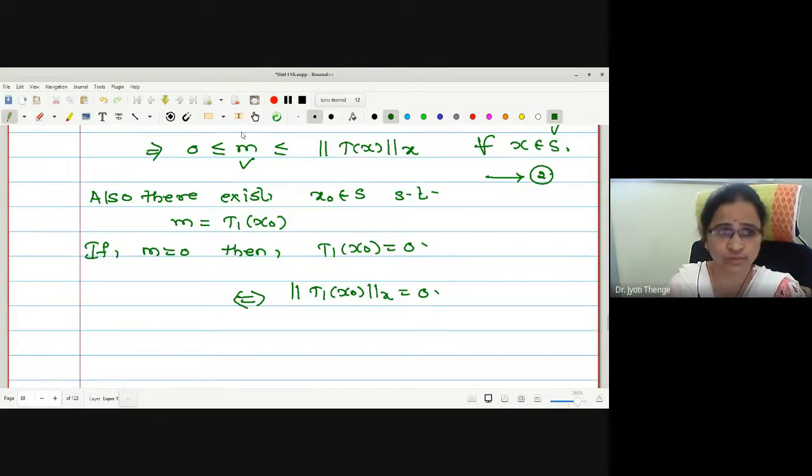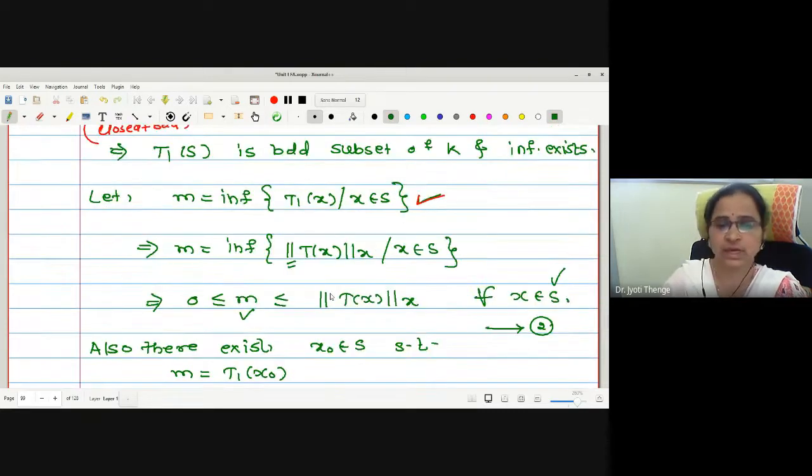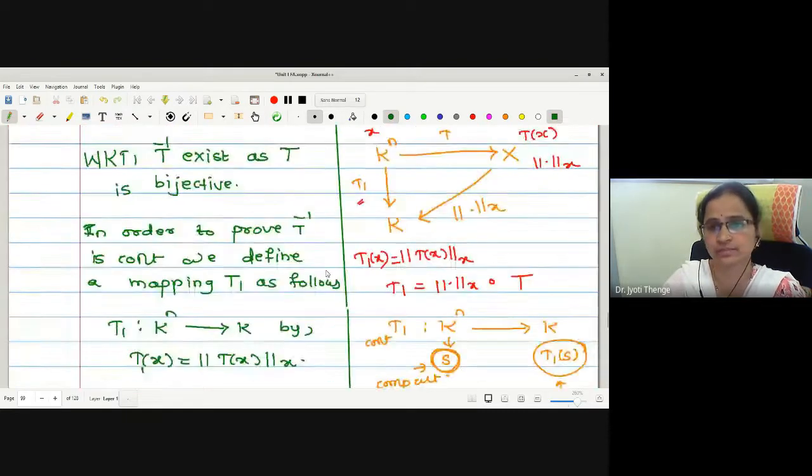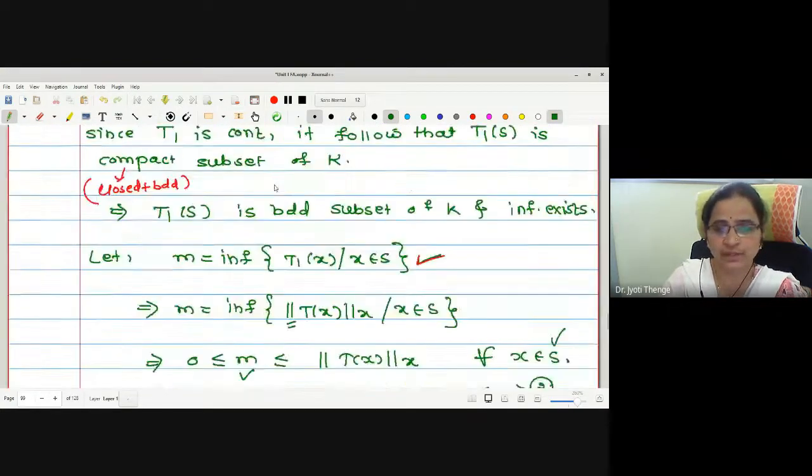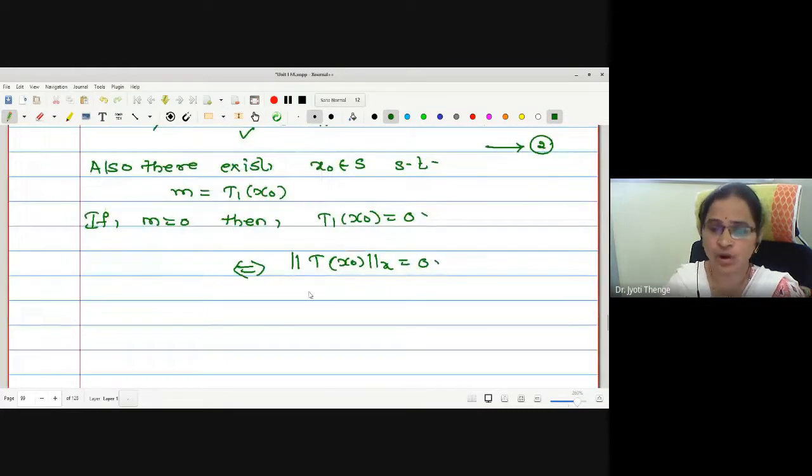Sorry, T1 x naught is 0. What is the definition? I am using the definition of T1. How we have defined T1x is norm x of T of x. Therefore, what is T1 x naught? Norm x of T of x naught. Yes, it is clear. Now, if the norm is 0, T of x naught is 0. If T of x naught is 0, what about x naught?